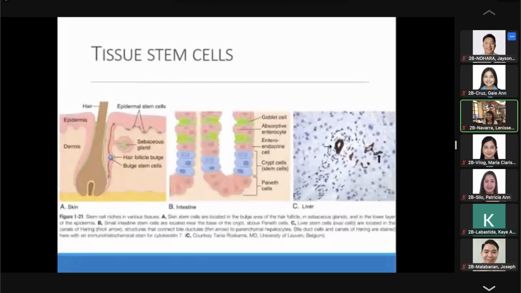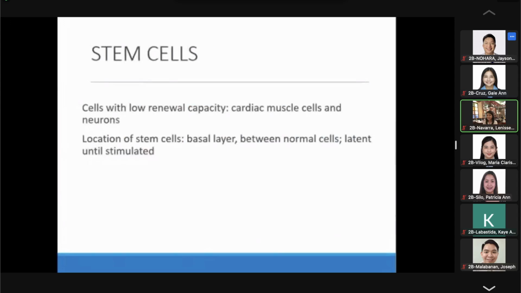So tissue stem cells are admixed intimately with differentiated cells and are protected within stem cell niches. They have a limited range of differentiated cells that they can generate. Cells with low renewal capacity would include cardiac cells and neurons. The stem cells are located in the basal layer between normal cells, and they remain latent until they are stimulated.